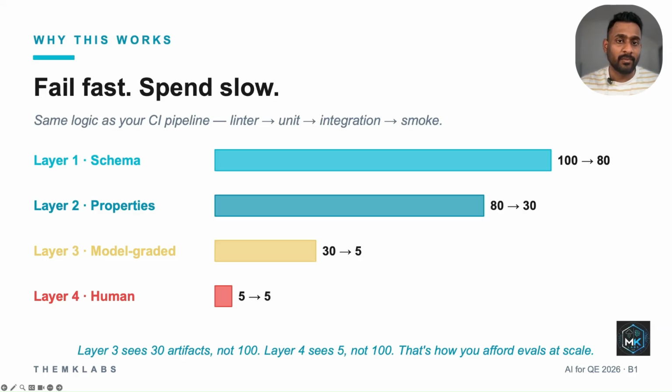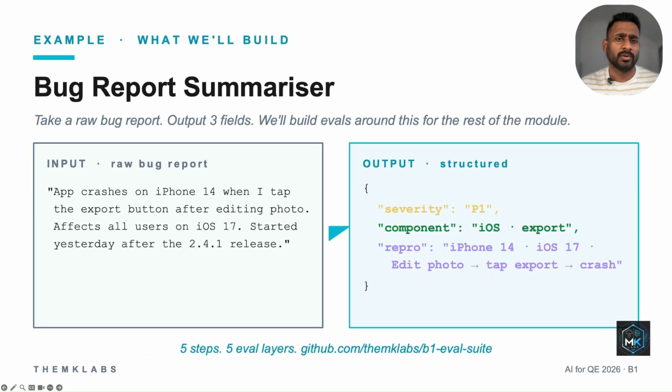This is exactly the same logic as your CI pipeline. Linter, unit, integration, smoke. You don't run a 10-minute smoke test on every commit. You filter. Cheap checks first, expensive checks last. Same shape, different context. Let's get more concrete.